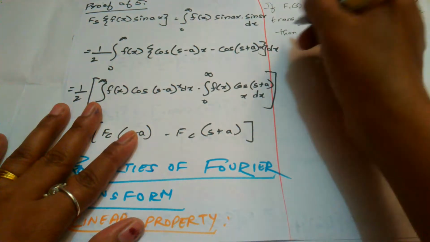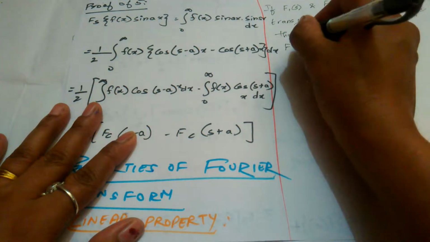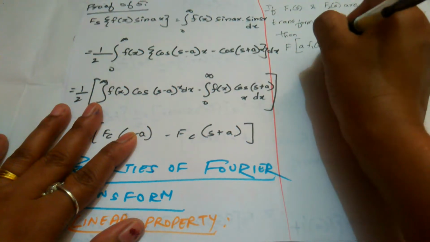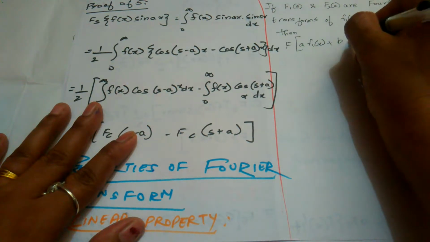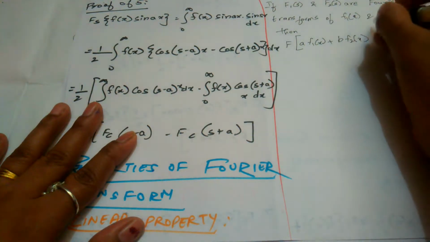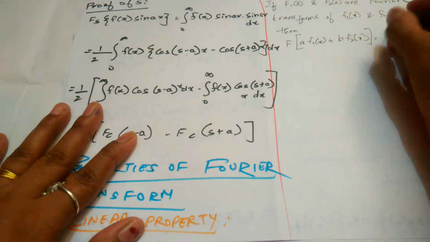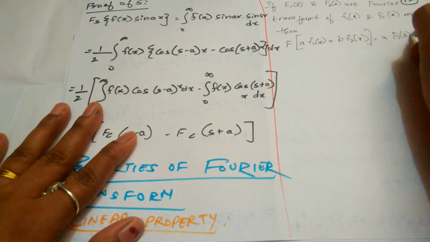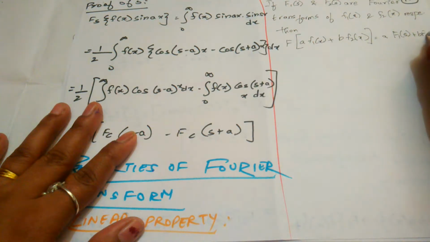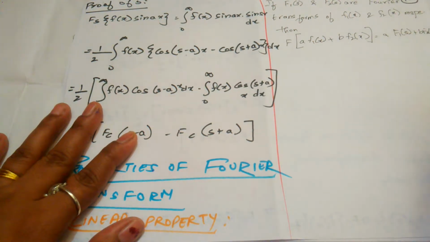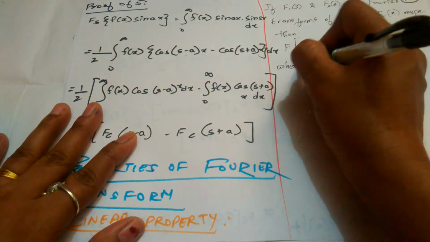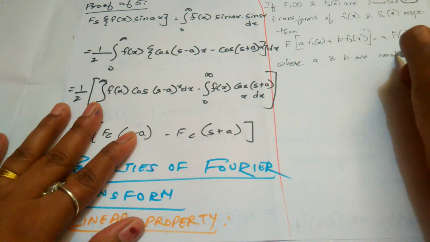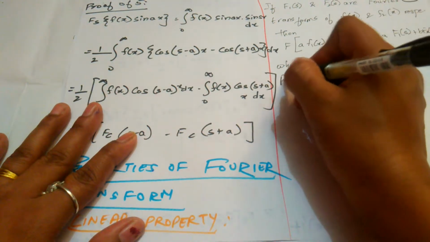we need to prove something. So what is that proof? Capital F in the bracket a f1 of x plus b f2 of x is equal to a capital F1 of s plus b capital F2 of s. And in this, a and b are constants. Okay, so let's start our proof.